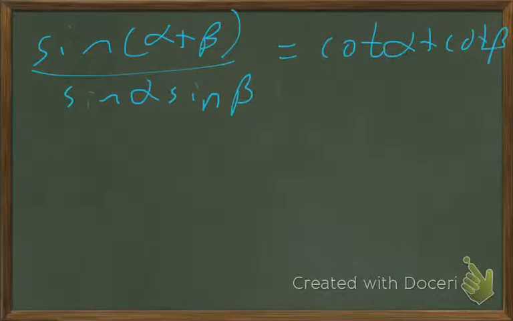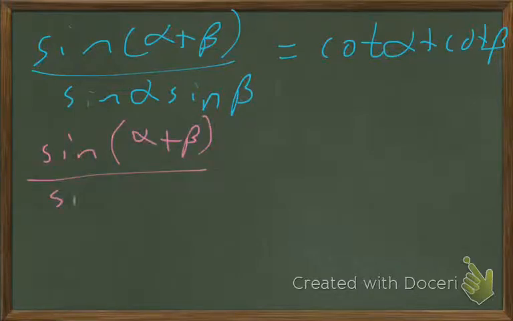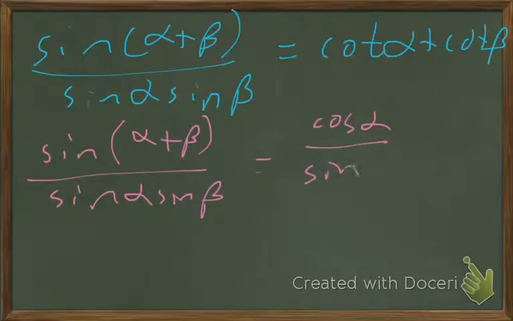Okay? Now from here, I want to go ahead and switch the cotangents to be cosine over sine. So we have this sine alpha plus beta over sine alpha sine beta equals cosine alpha over sine alpha plus cosine beta over sine beta.